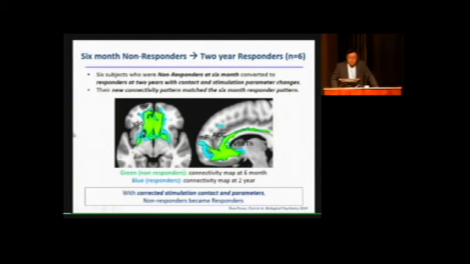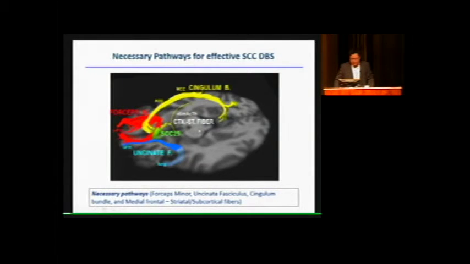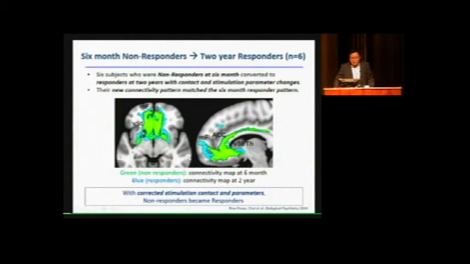Also, I already told you that some subjects were non-responders at 6 months. When we check their contact with tractography at 2 years, you can see the green is their 6-month non-responder tractography pattern, and the blue is their 2-year connectivity pattern. As you see, with the contact change and stimulation parameter change, they finally get the medial frontal and more of the subcortical region. So with corrected stimulation contact and parameter, non-responders eventually become responders.